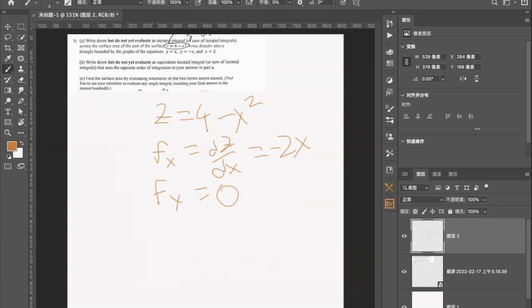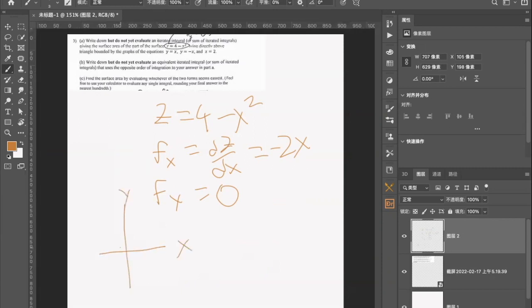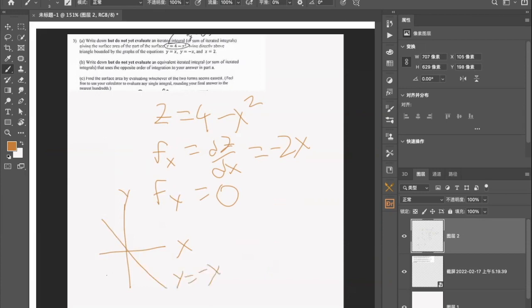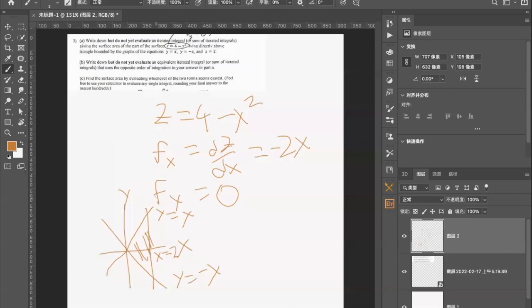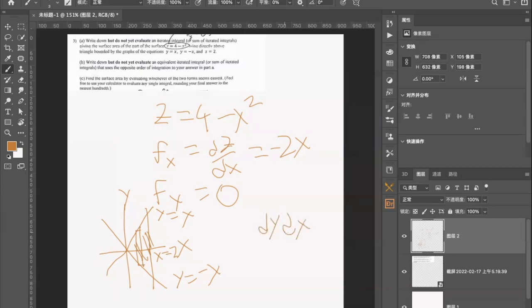Now we need to find the boundary. So let's see. It's bounded by y equals negative x, y equals positive x, and x equals 2. Okay, a triangle. So the simplest way to get it is, right, getting small rectangles straight down. And since it's vertical, it's dy dx.